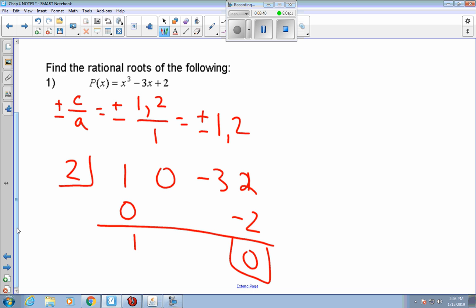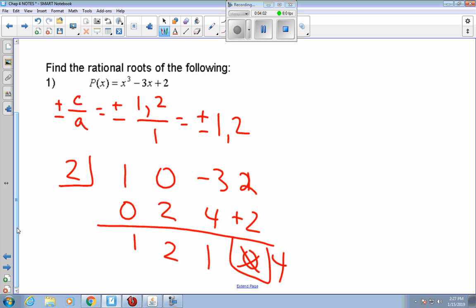So you have 2 times 1 is 2, 0 plus 2 is 2, 2 times 2 is 4. Be very careful of this. Don't force it to happen. If I have -3 plus 4, it gives me a 1. 2 times 1 is actually a +2, which gives me a 4. So that means 2 is not a root. So 2 is no good.